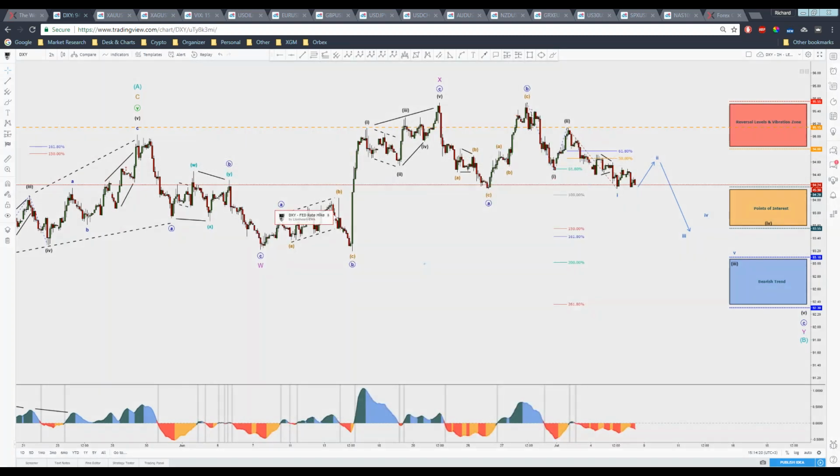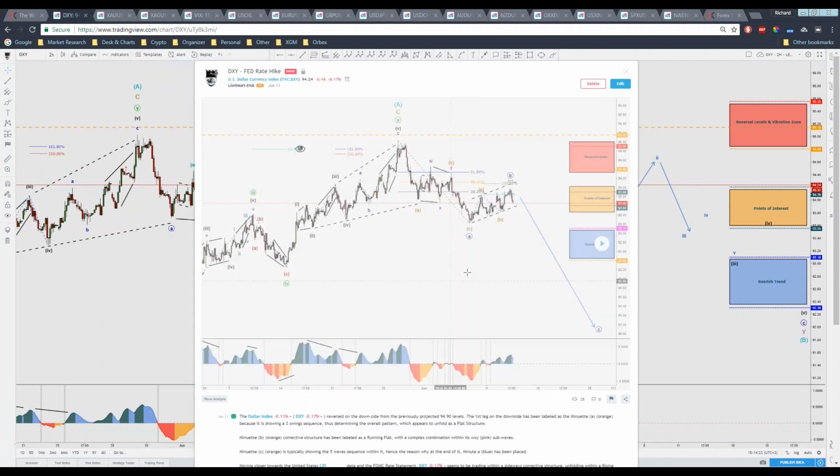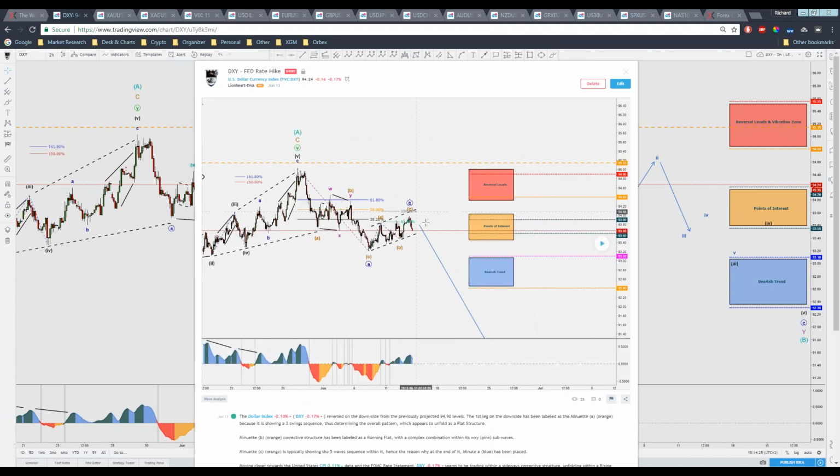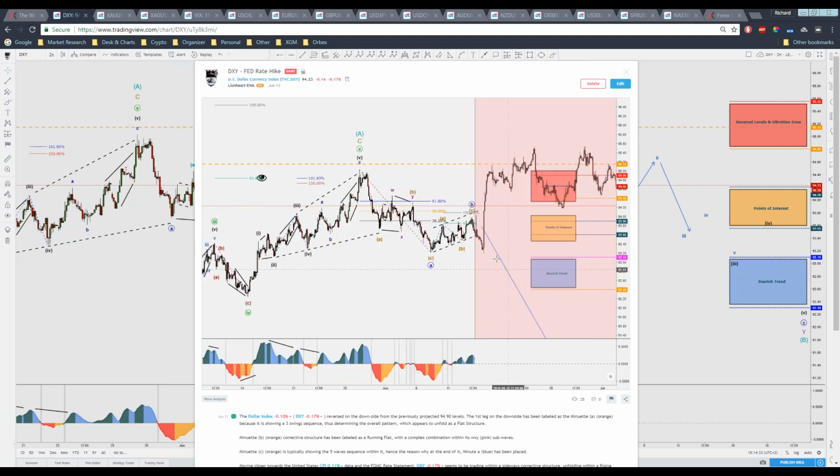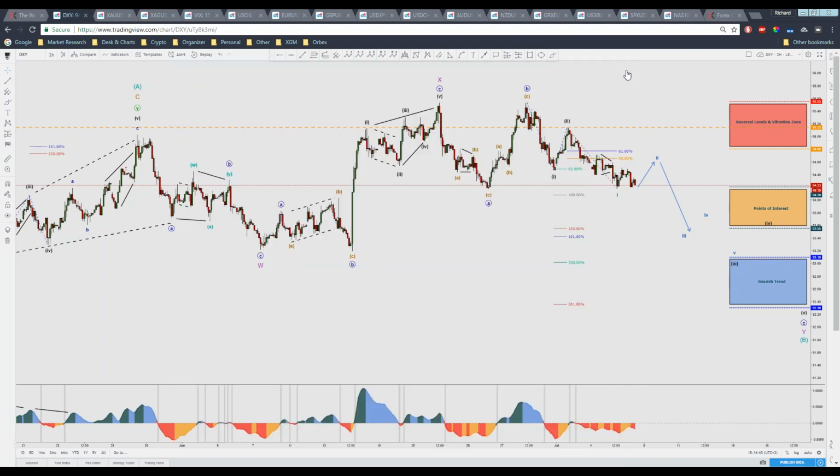Next, on the Federal Reserve rate hike, I was expecting the dollar index to break out and continue a bearish impulse. However, it did not do that. It did break out, but instantly went back up again. The way I'm looking at this is as a possible false breakout, with an ending diagonal right here in a rising wedge.